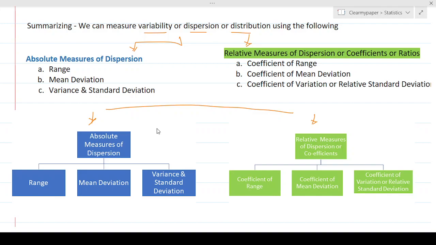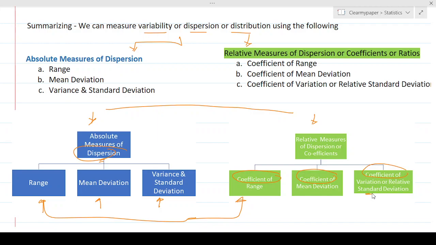Absolute just compares the numbers, so we need to have the same base or same criteria, a level playing field, where we say it's an apple to apple comparison. Like I gave the example, if the score is out of 100, then we can compare two students. And in that, we have three popular measures for the absolute measures of dispersion or variability. Again, the jargon here. And then for each one of these, we have a corresponding relative measure, which is prefixed by the word coefficient: coefficient of range, coefficient of mean deviation, and coefficient of variance or relative standard deviation.